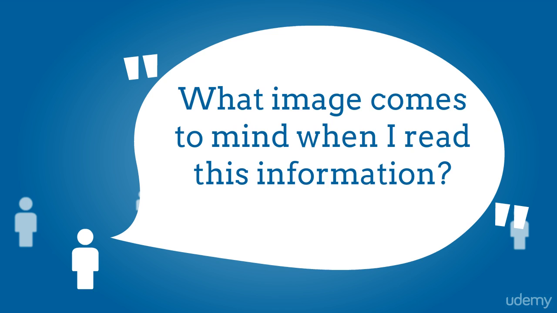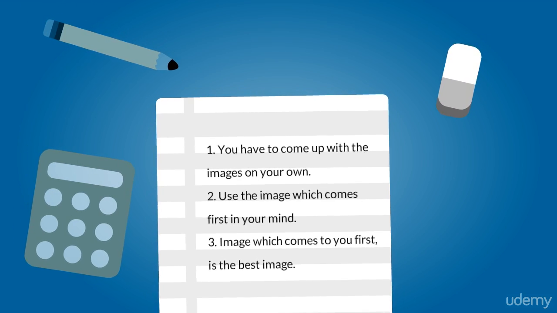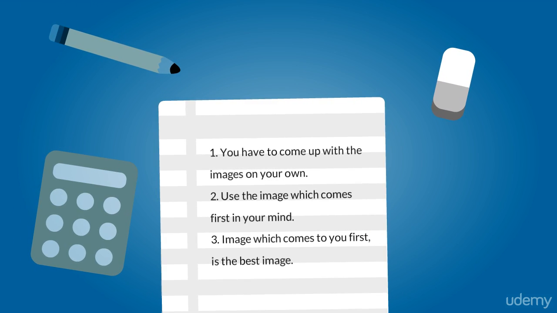Here are some important points. You have to come up with the images on your own. It's nice to ask the opinion of others if you can't come up with the image on your own. But in the end, use the image which you have come up with. Second, if multiple images come to your mind for the same word, then use the image which comes first into your mind. And third, the image which comes to you first is the best image.